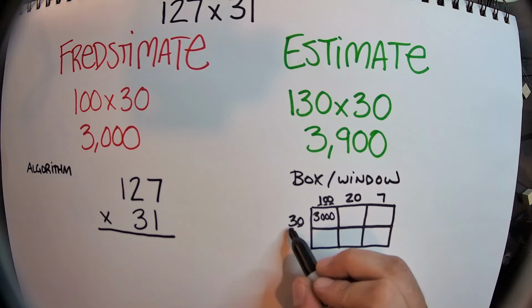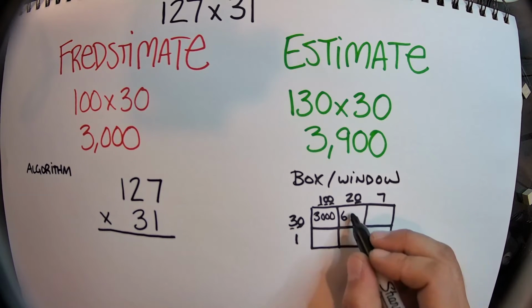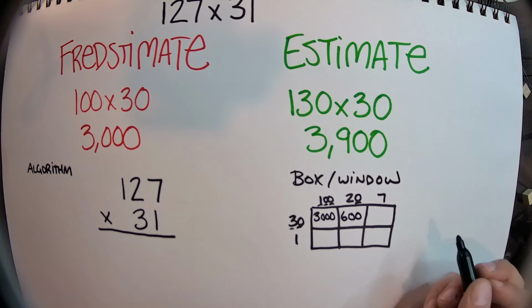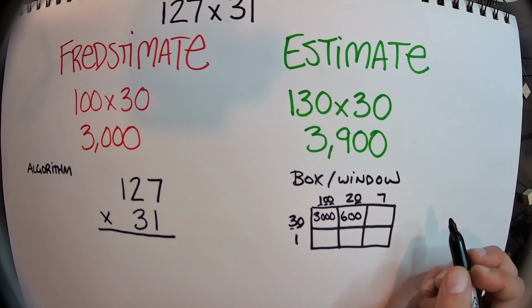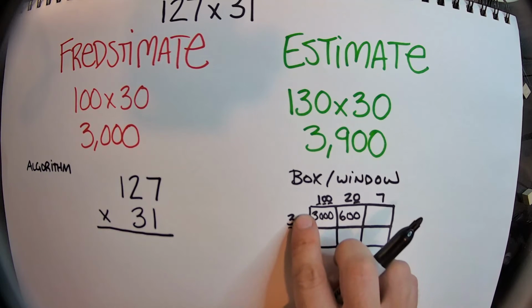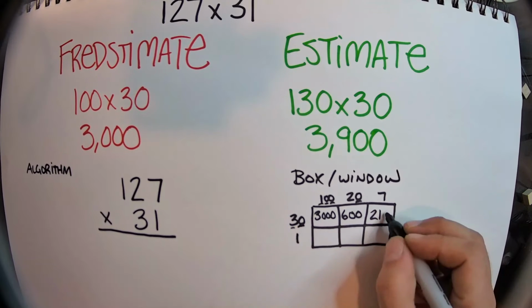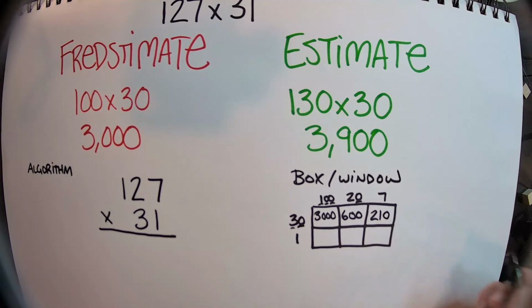All right, next thing we're going to do is 30 times 20. So front end digit, cover up the zeros. 3 times 2 is 6. And we covered up 2 zeros. So we're looking at 600. The next one we're going to do is 30 times 7. Cover up the 0. 3 times 7 is 21. And we covered up 1 zero. So 30 times 7 is 210.